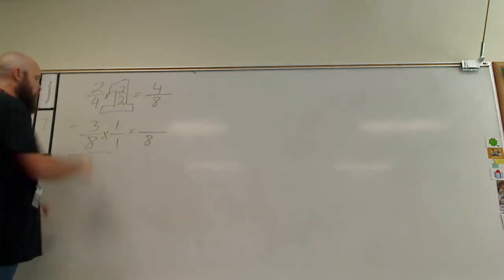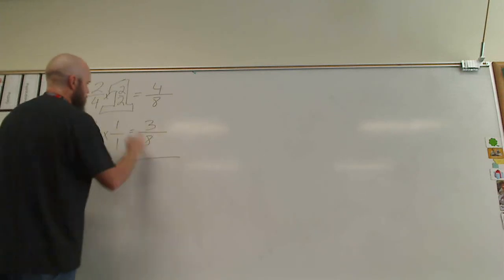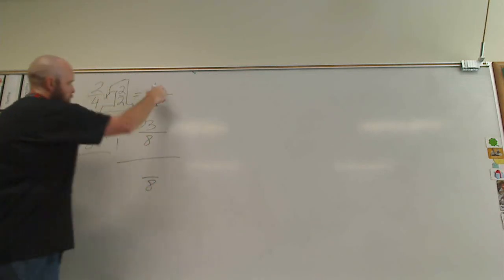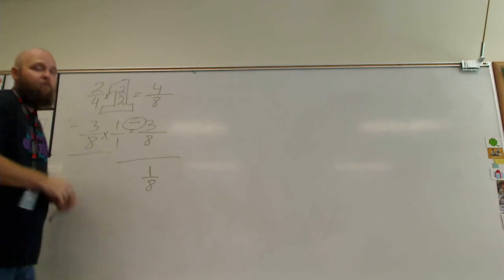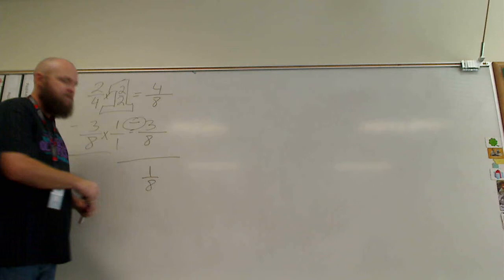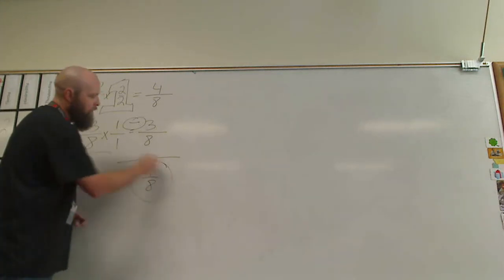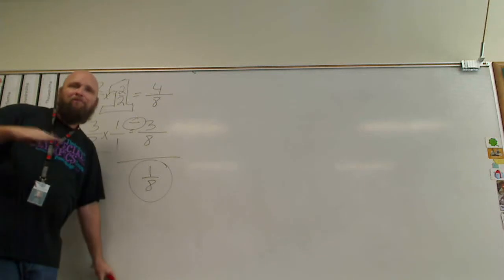Okay? And we get 3 times 1 is 3. I'm subtracting. My denominator stays the same. My numerator is 4 minus 3, which is 1. If I have a numerator of 1, I can't simplify it. This is it. It won't simplify anymore. If I have a numerator of 1, then I'm just done.